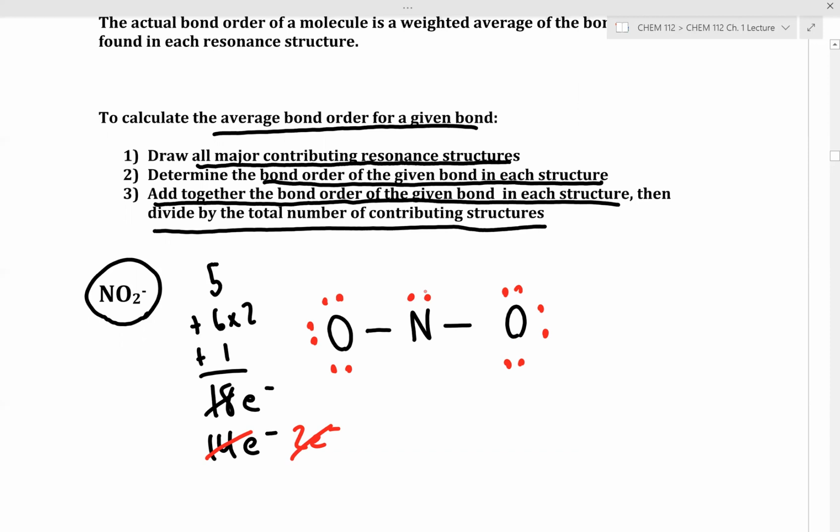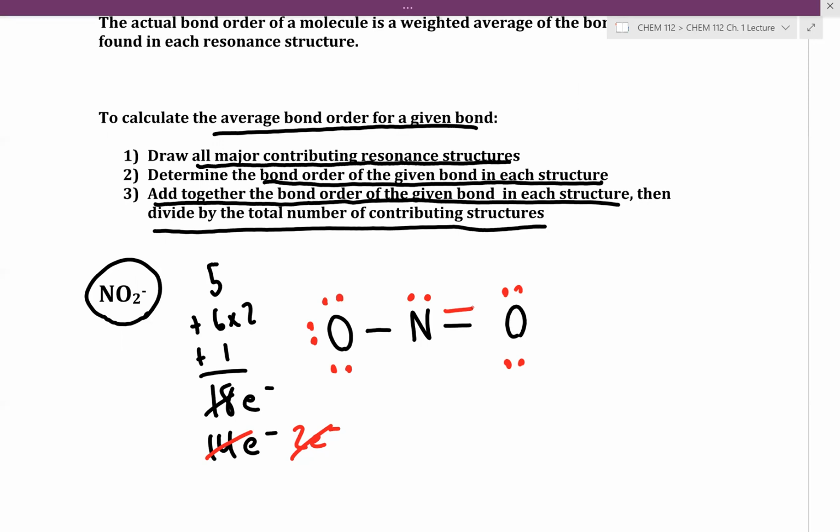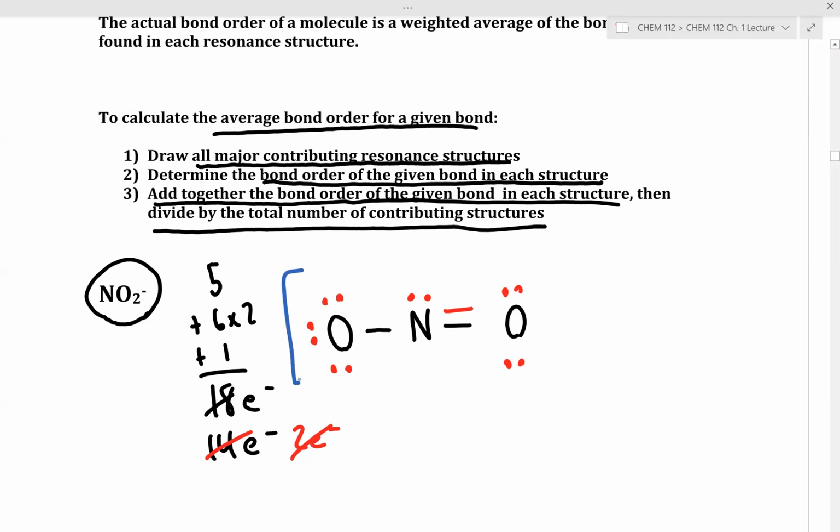Okay, and now have we fulfilled the octet rule on nitrogen? No. So now let's convert a lone pair into a double bond. Now we've fulfilled the octet rule. Let's do one last thing and assign formal charges. So we would have a -1 formal charge on the leftmost oxygen. Perfect.